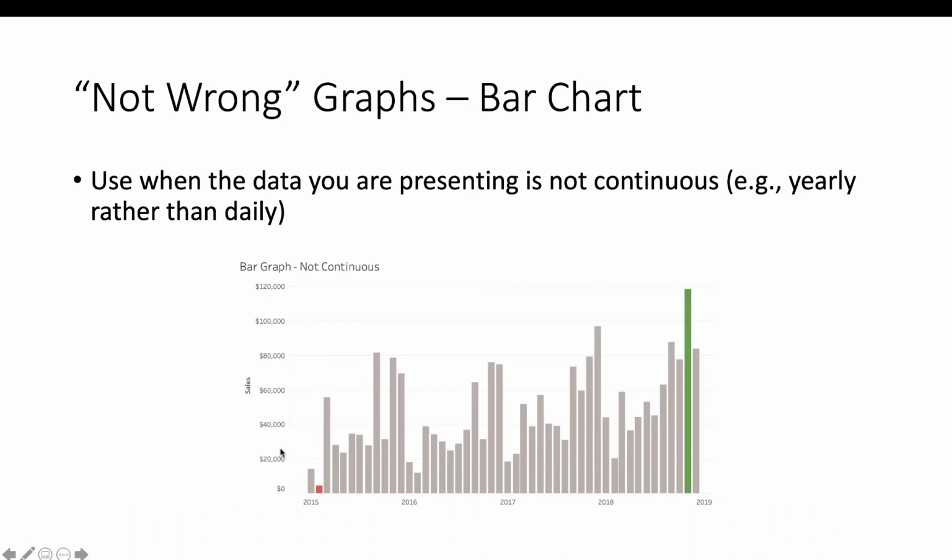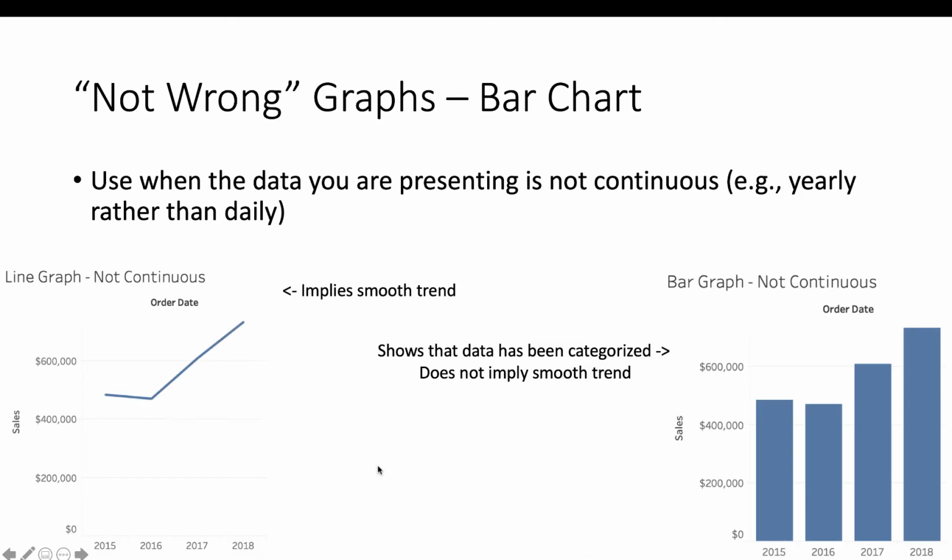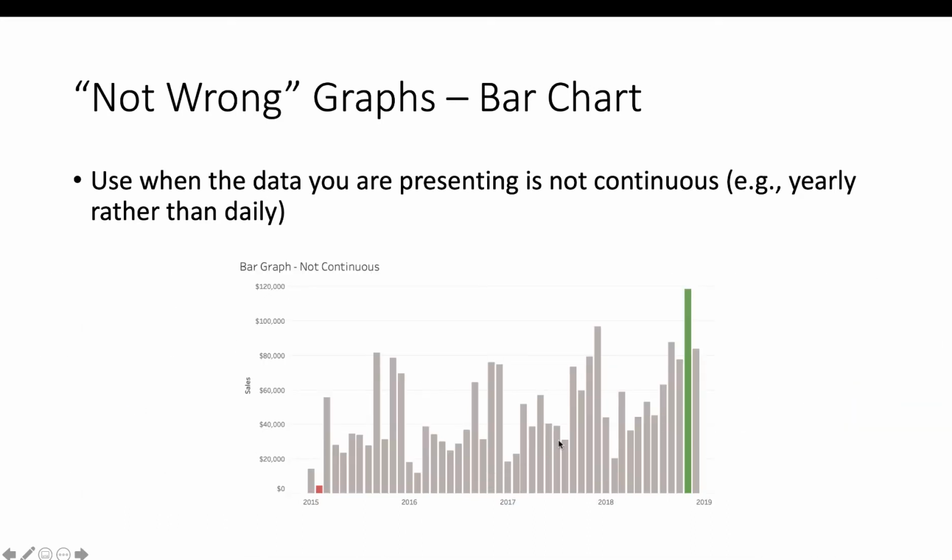So again, here's what that looks like month by month, right? So when you're looking at that line graph, you can see that you've missed a lot of the shape of the month to month variation.